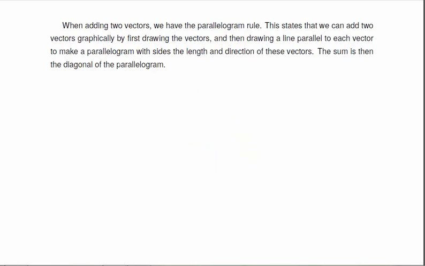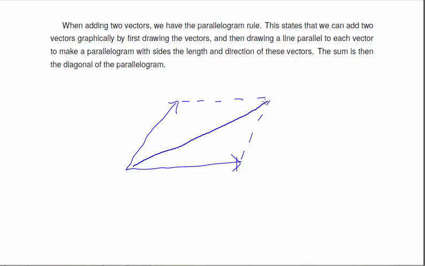For adding vectors, we have the parallelogram rule. So that says if we have 2 vectors drawn geometrically, and we want to add them, we're basically going to make a parallelogram with the 2 vectors as sides. Then the actual addition is going to be the main diagonal of this parallelogram.